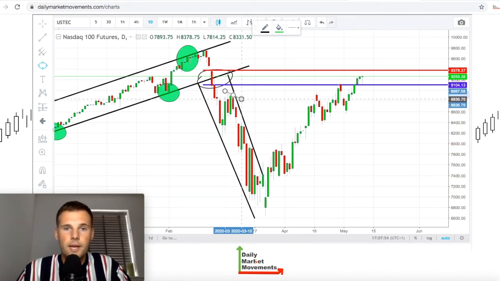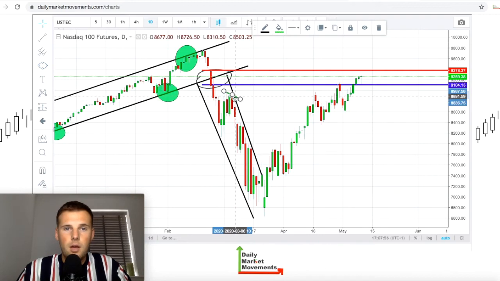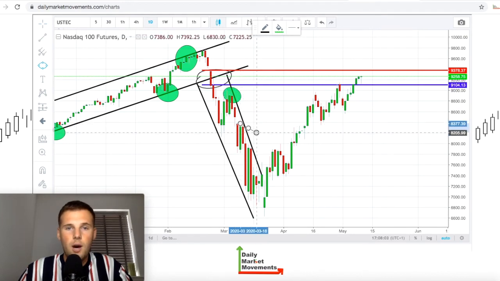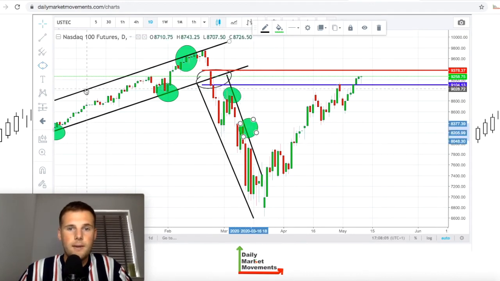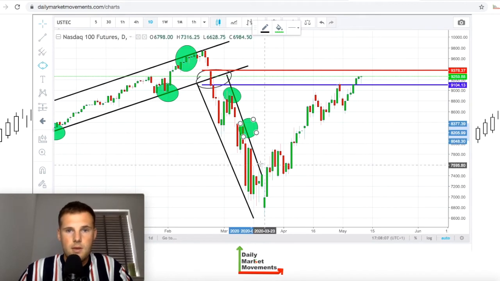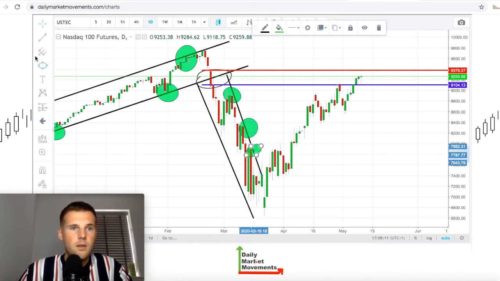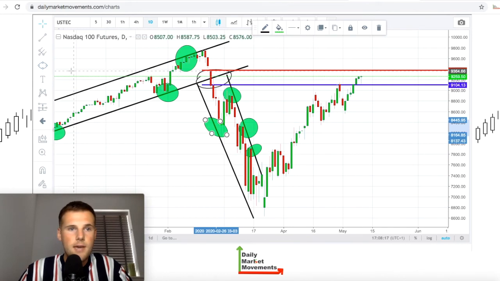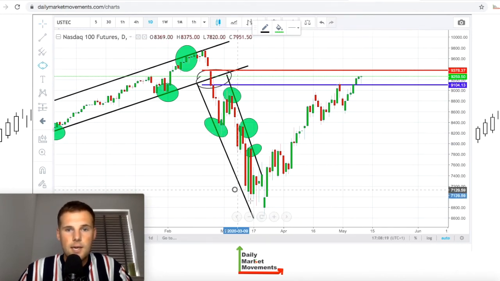So here we created a lower high to the price that we were trading at back up here, and then once again we created another lower high here and another lower high here. And then equally we also created many lower lows as well, as you can see here and as you can see here. It's as simple as that.